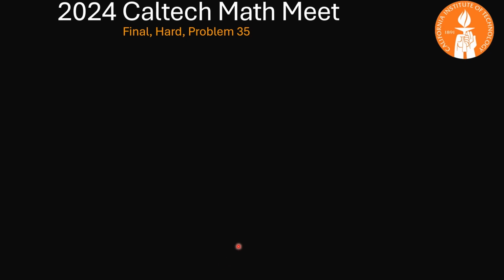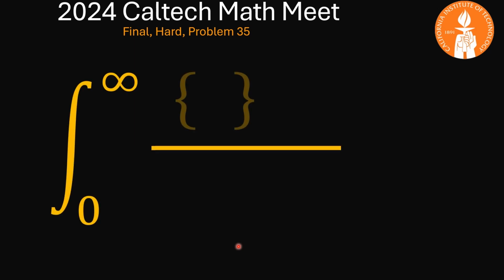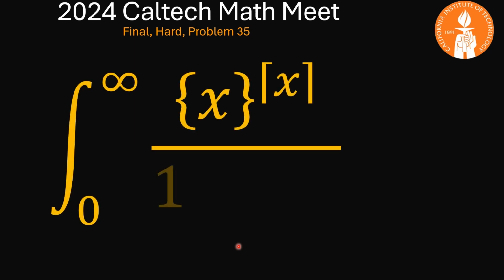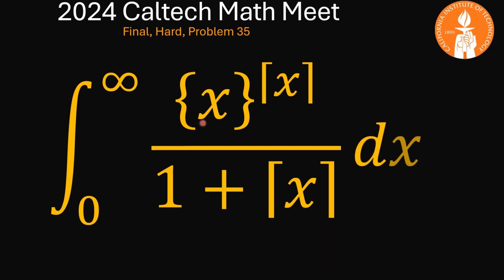Now today we move from problem 34 to problem 35 of the 2024 Caltech Math Mid Final. The problem in question is the integral from x equals 0 to infinity of the fractional part of x raised to the ceiling of x over 1 plus the ceiling of x. So let's see how we may be able to solve this problem. It's certainly a very interesting one.